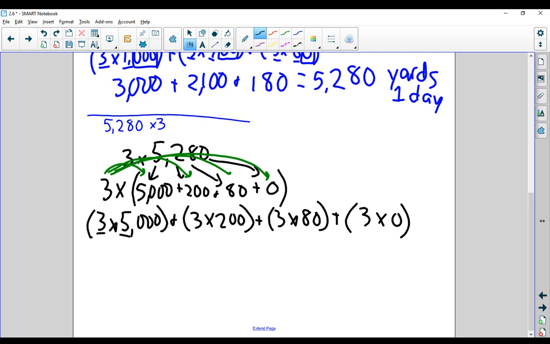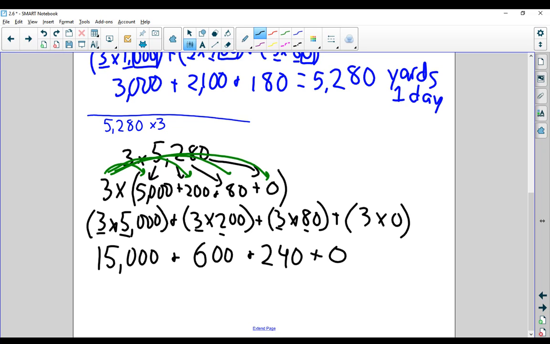Well, 3 times 5,000 is going to give us 15,000. 3 times 200 is going to give us 600, plus 3 times 80 is going to give us 240, plus 3 times 0 is going to give us 0. So we're going to be at 15,840. So there you go.